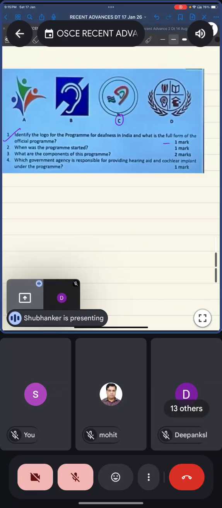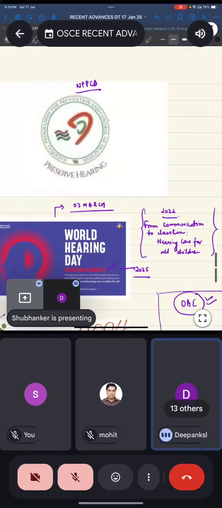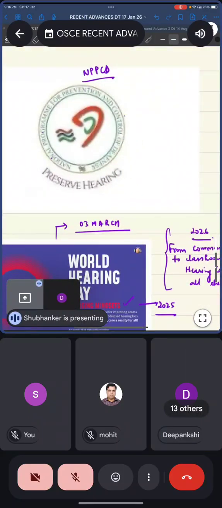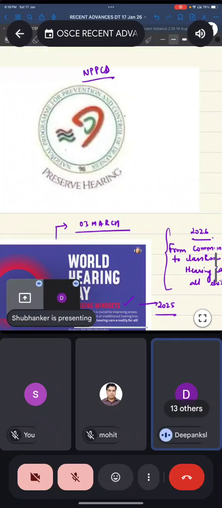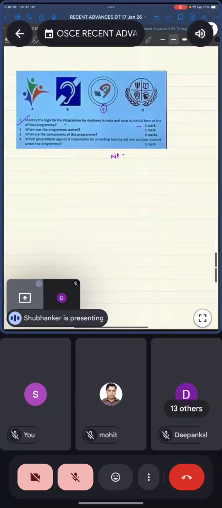Now the full form for this official program. Now try. We just saw it on a slide before. National Program for Control of Deafness. National Program for Prevention and Control of Deafness. Okay, I also forgot. Okay, National Program for Prevention and Control of Deafness. So for the full mark, we have to write all 4 points. National Program for Prevention and Control of Deafness. Okay, remember it. It's important. This is I think from 2-3 sessions back, an actual DNB OSCE question.